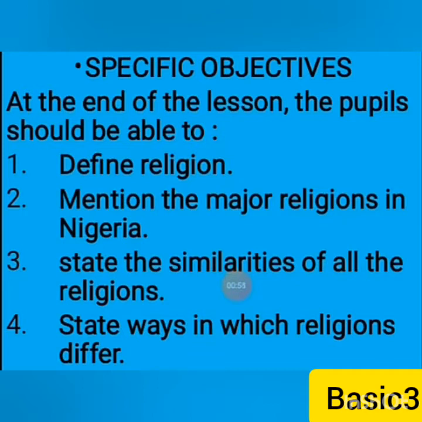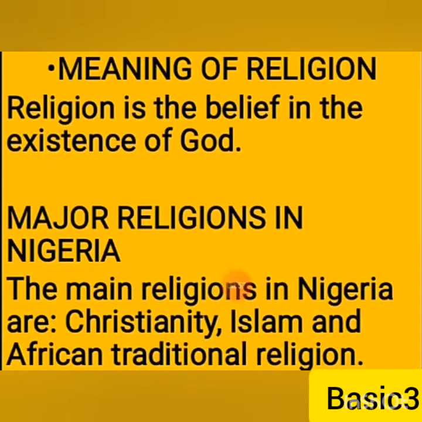First, let's look at what is religion. We say religion is the belief in the existence of God. And we have three major religions in Nigeria. They are Christianity, Islam, and African traditional religion. We are going to explain these religions one after the other.